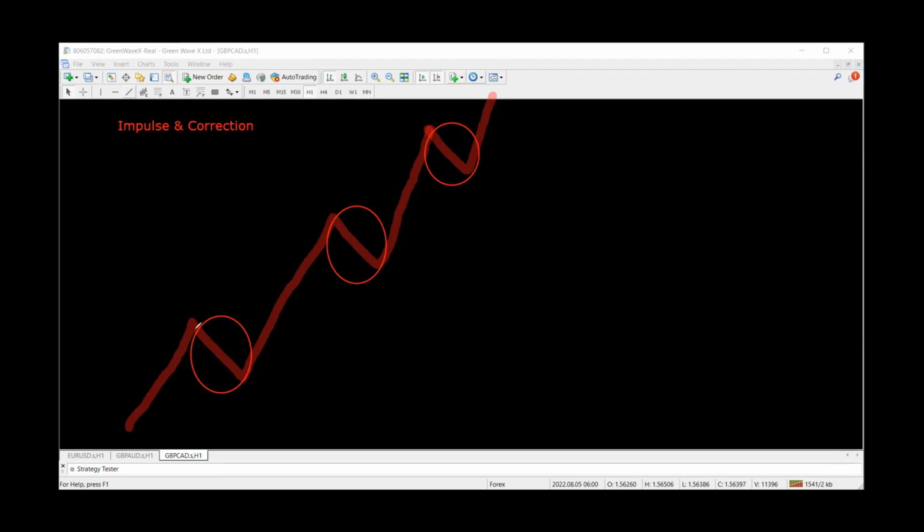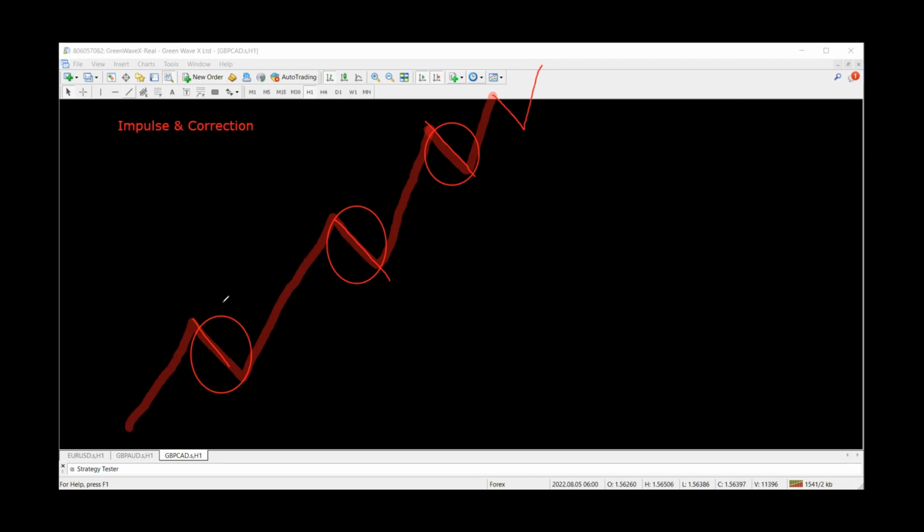And then those moves that happen against the trend, they are called corrections, right? Now this is a correction. This one here is a correction. This is a correction, and this is a correction. If the price moves down from here again and then shoots up, this is going to be another correction and then another impulse. So that means a trend is made up of impulses and corrections.